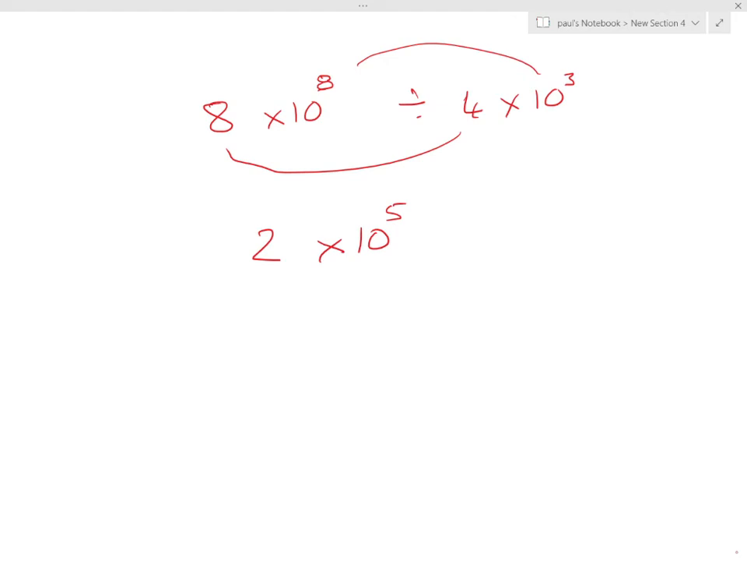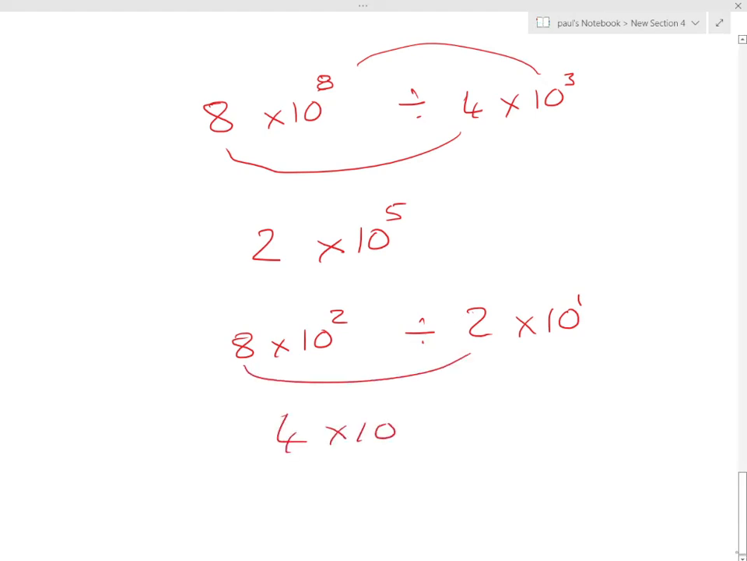I will do the awkward ones. I'm going to do 8 times 10 to the 2 divided by 2 times 10 to the, I'll put a 1 there. We don't normally do that. But 8 divided by 2 is 4. 10 to the 2 divided by 10 to the 1 is 2 take away the 1, which is 10 to the 1. So that would really just be 4 times 10. But it's still in standard form. You're very unlikely to get an answer where you're going to get 1.